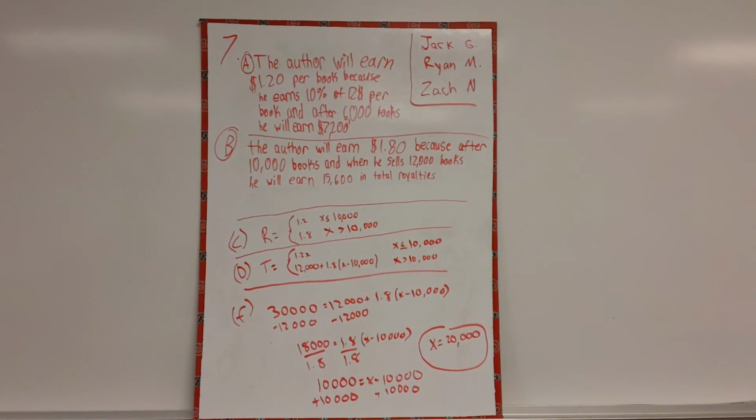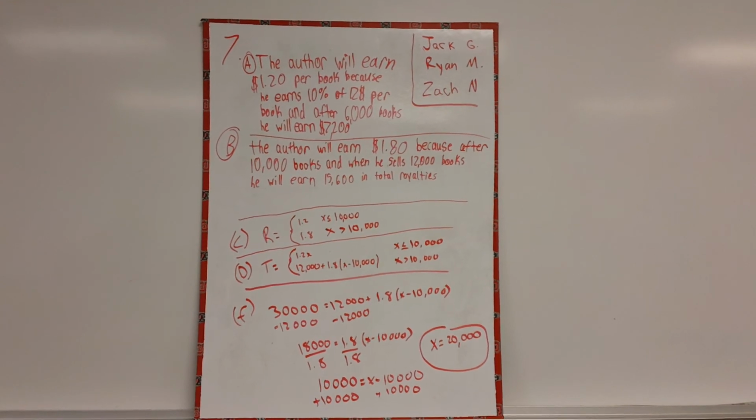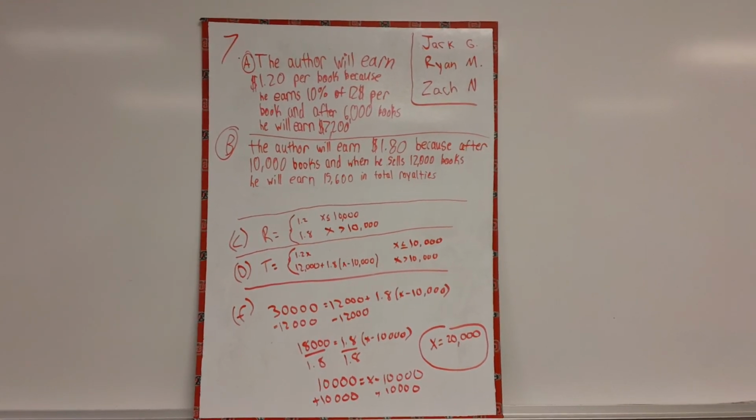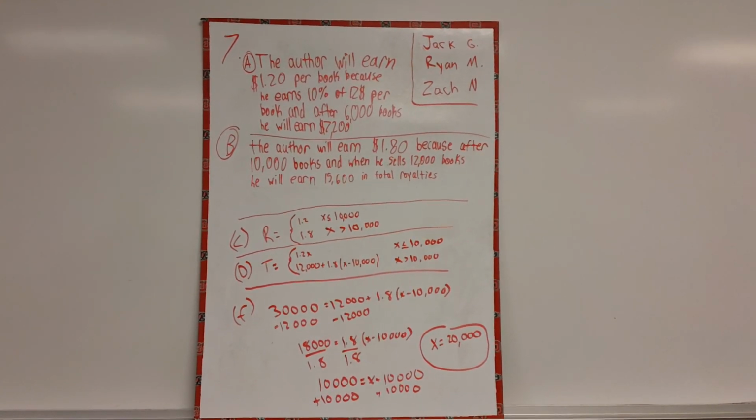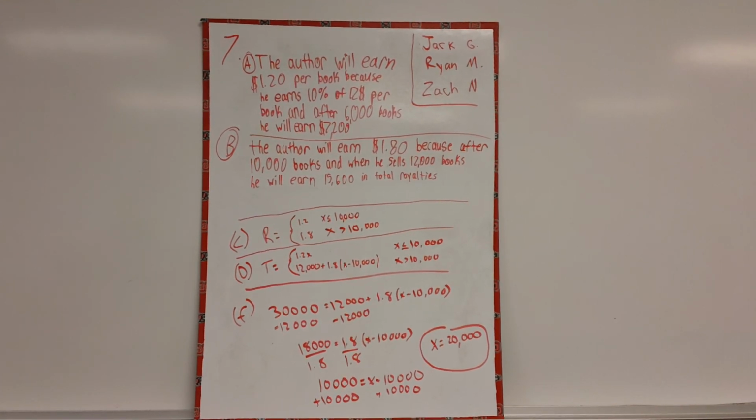D was write a piecewise function for T, the total amount of royalties earned. To have 1.2x, x had to be less than or equal to 10,000, and to get 12,000 plus 1.8 times (x minus 10,000), it had to be x is greater than or equal to 10,000.